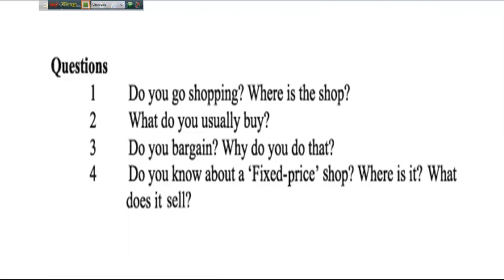Where is it? Where does it sell? Sorry, what does it sell? I think you all know there are many fixed price shops in our city. So name any one of them and write down what are the things you find there. That means, what does it sell? I think you have all done it. So I want to go to the next lesson.